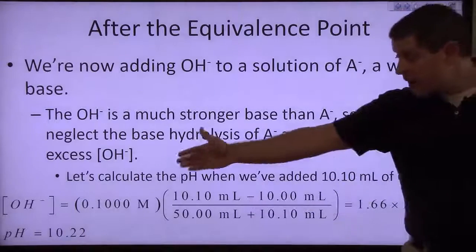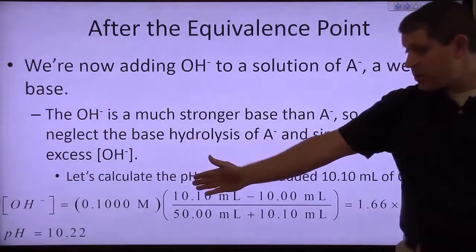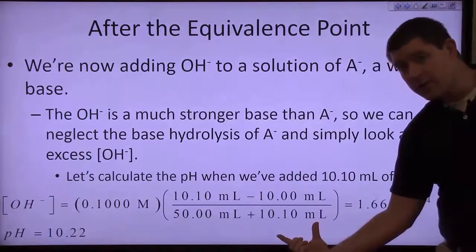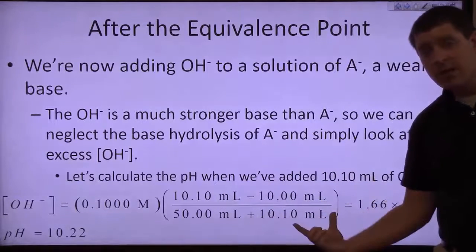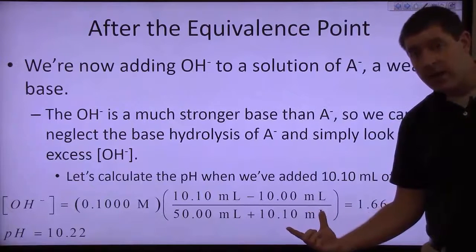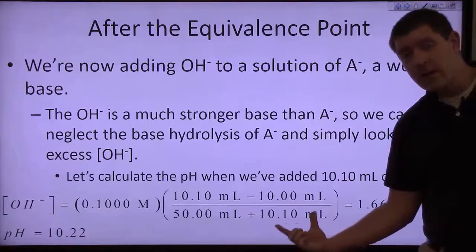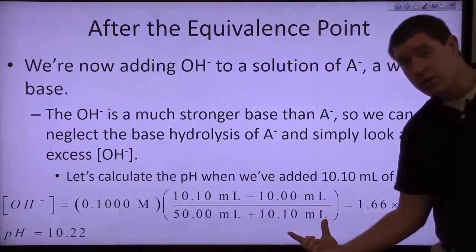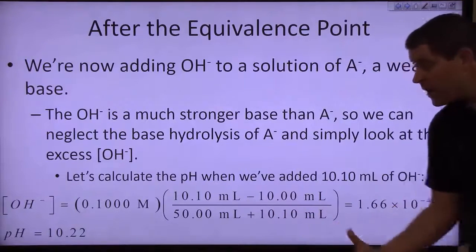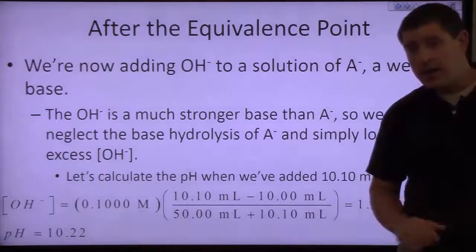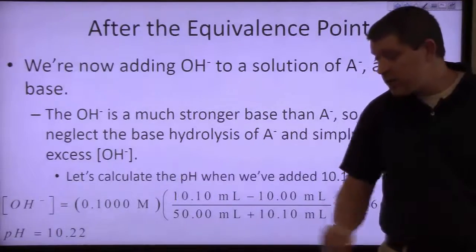In this case then, the hydroxide ion concentration is equal to 0.1 molar. Our concentration of hydroxide ion times our dilution factor, 1 times 10.1 milliliters minus 10.0 milliliters, in other words, the excess volume of sodium hydroxide that we've added, at 0.1 milliliters, divided by then the total volume of solution, which is 50 milliliters plus 10.10 milliliters, or 60.1 milliliters. That then gives us a hydroxide ion concentration of 1.66 times 10 to the minus 4 molar, and then calculating the pH from there, we get a pH of 10.22.